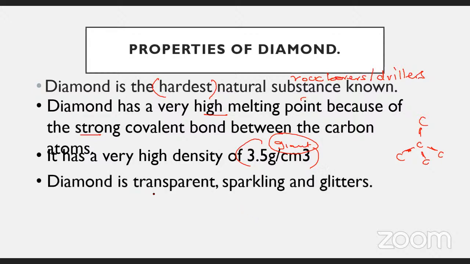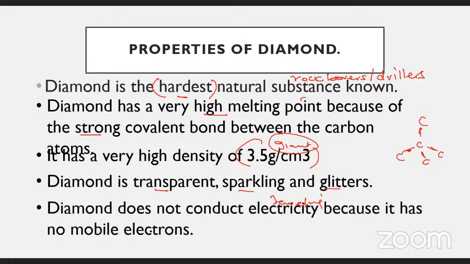Diamond is transparent, sparkling, and glitters. If you ever see rings of diamond, all of them are transparent. In other words, you can see through. They are sparkling and also glitter. So at times they can ask you, why do we use diamond to make, for example, jewelry? It is because of being sparkling and glittering. Why do we use diamond to make rock drillers or glass cutters? It is because we have said it is very, very hard.